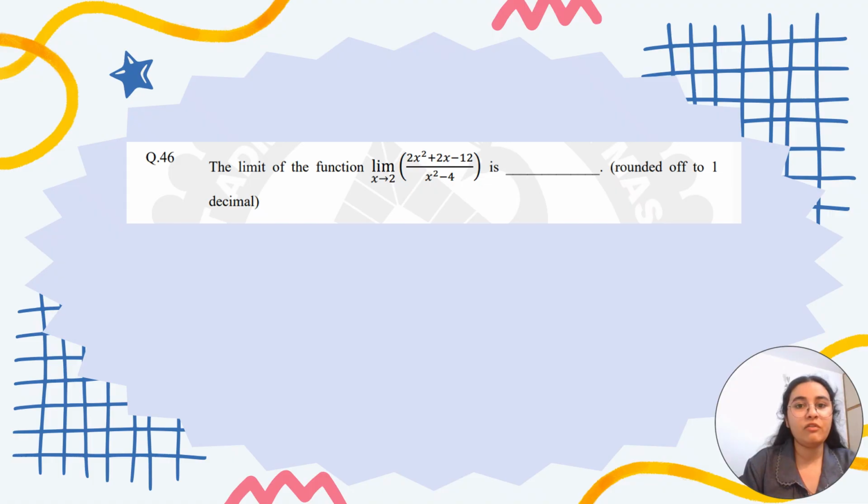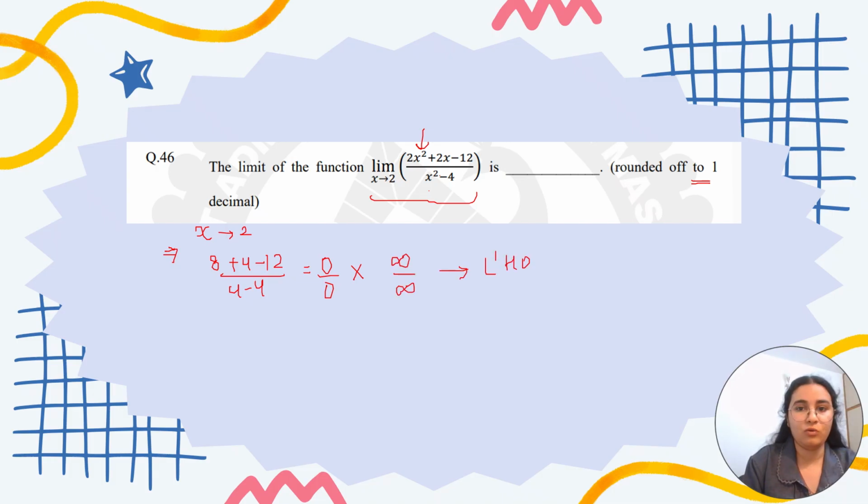Next question is the limit of the function. Round it off to 1 decimal. So first we will see, if I simply put 2 here, what will happen? I have to substitute x with 2. If I simply do this, 2 2s are 4, 4 2s are 8, plus 2 2s are 4, minus 12, upon 2 square is 4, 4 minus 4, 0 by 0. That is an indeterminate form. So whenever we encounter a 0 by 0 or infinity by infinity form, we apply L'Hopital's rule.